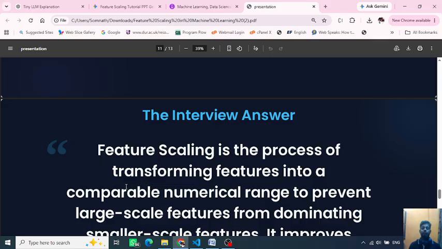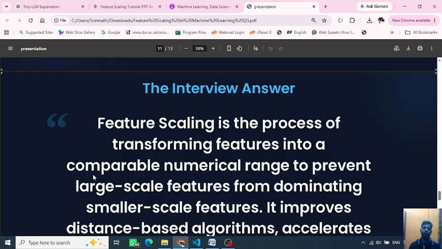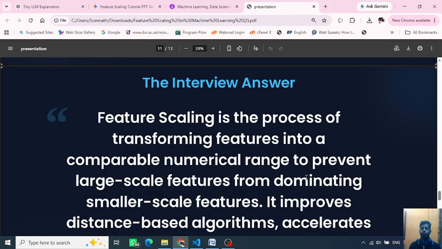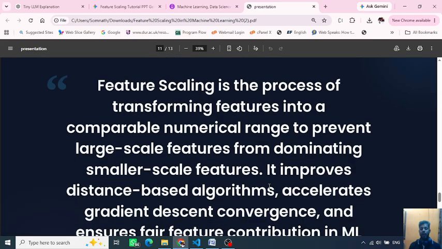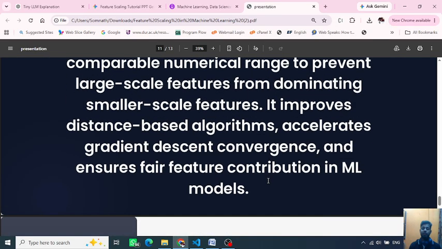So feature scaling is the process of transforming features into a comparable numerical range to prevent large scale features from dominating smaller scale features. It improves distance based algorithms, accelerates gradient descent convergence, and ensures fair feature contribution in ML models.